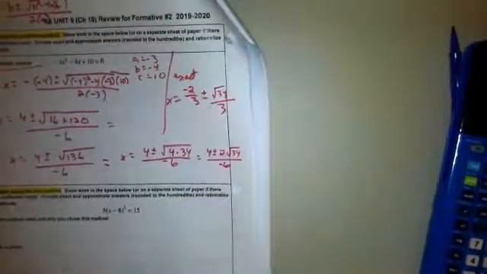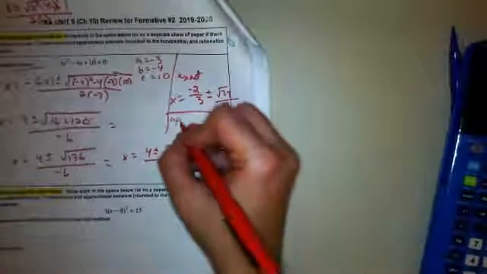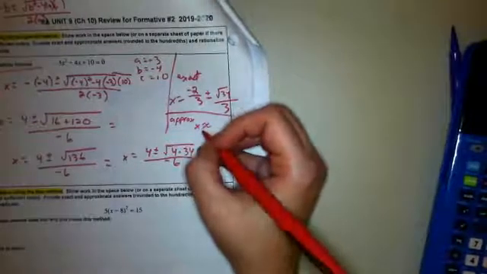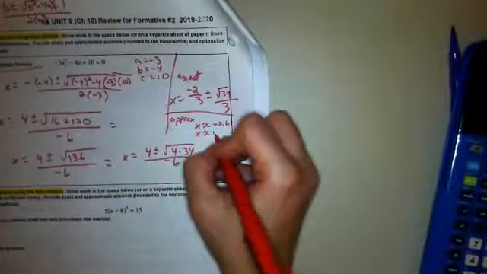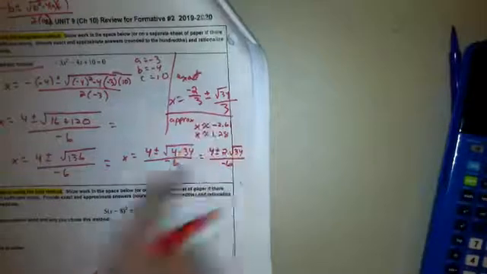Sorry, I keep pausing. I'm looking at my time, I'm running out of time. And then my approximate answers: you can do this as approximately negative 2.61, and x equals approximately 1.28. You can put those in your calculator, and that's where we get those.